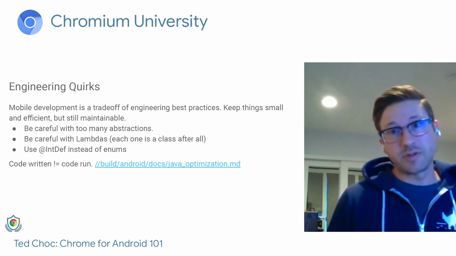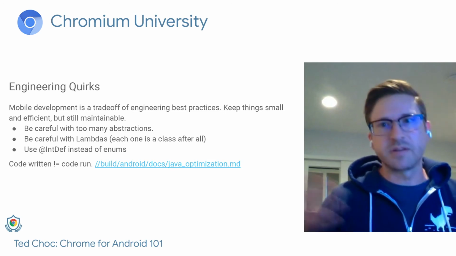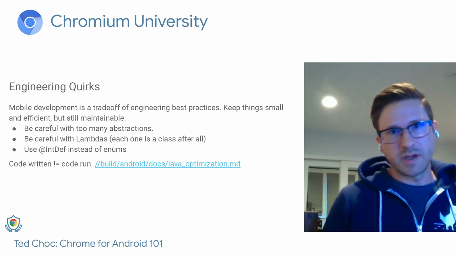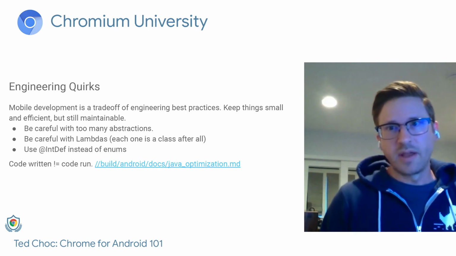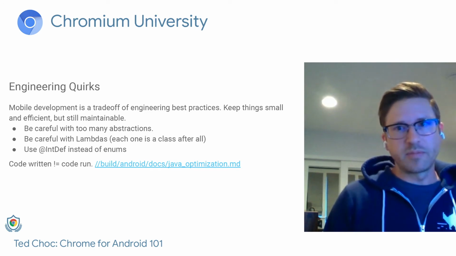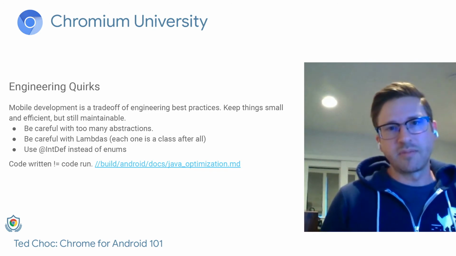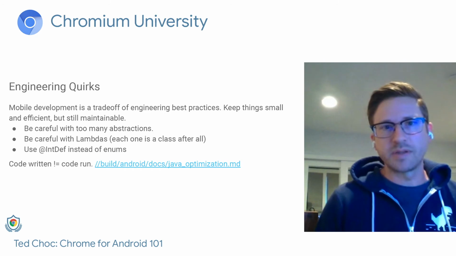So be careful about too many abstractions. Don't have interfaces of interfaces of interfaces with a single implementation. Be careful with lambdas. They often generate a class file. So if you end up defining the same lambda multiple times, you've created 3 classes. Instead, create the lambda once and pass it in 3 different places.